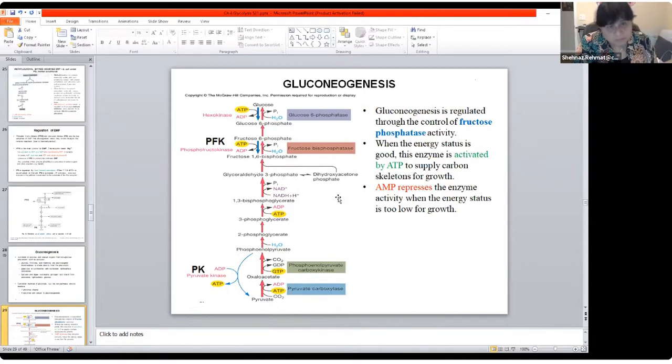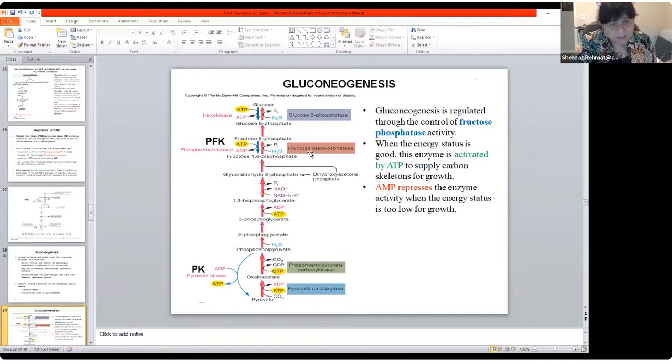So now we'll see how gluconeogenesis is regulated. This is actually through the control of fructose phosphatase activities. So where is that fructose phosphatase enzyme? Here is the fructose phosphatase enzyme. So one that is almost parallel to the PFK in your glycolysis. This reversal enzyme is the controlling enzyme here.